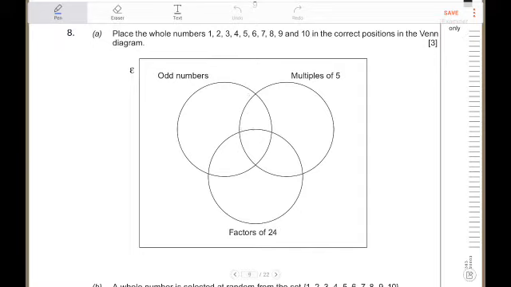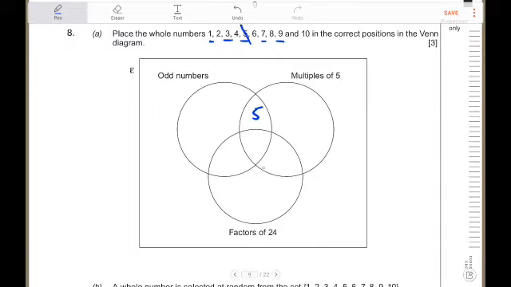So numbers that are odd and multiples of 5. Okay. So I know what the odd numbers are. I've got 1, 3, 5, 7, 9. So which one's a multiple of 5? 1 isn't, 3 isn't, 5 is, 7 isn't, 9 isn't. So 5 is odd and a multiple of 5, so I can cross it off.